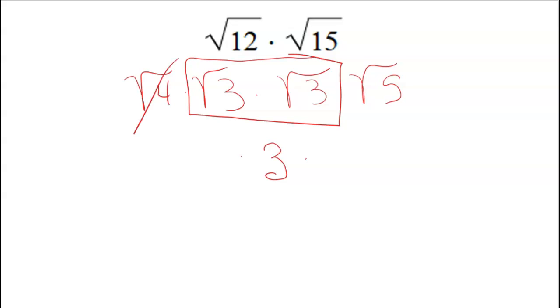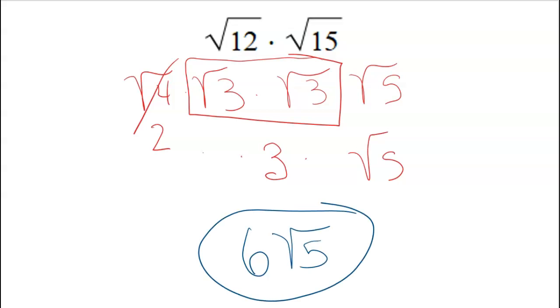The square root of 4, as we know, is 2, and then we got the square root of 5. Okay, so what is 2 times 3 times the square root of 5? 6 square root of 5. Make sense?